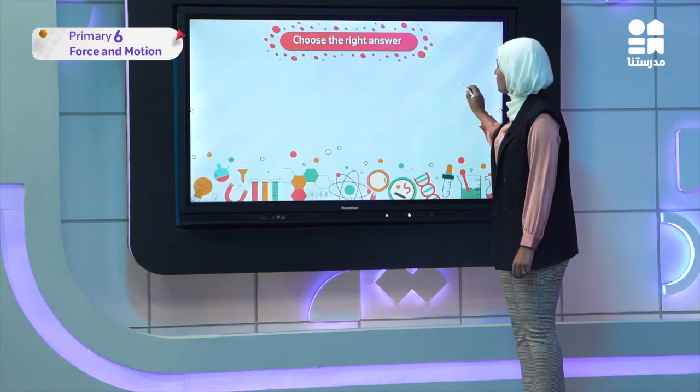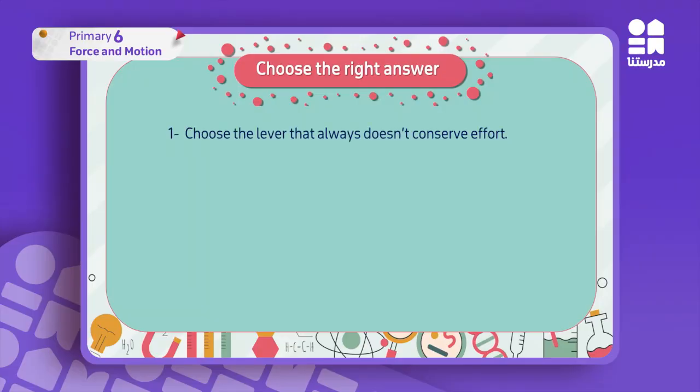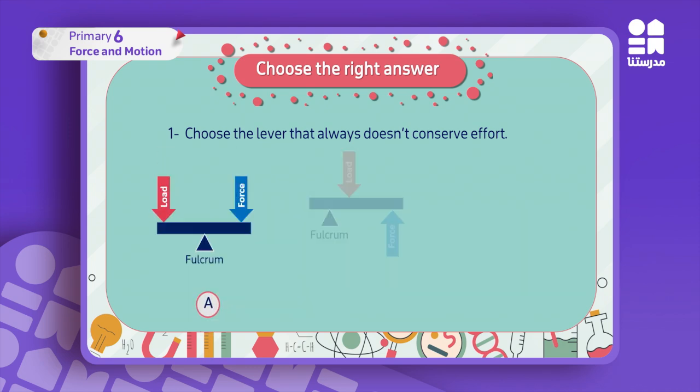Let's read our first question. Choose the right answer. Question number 1 says choose the lever that always doesn't conserve effort. نركز. That always doesn't conserve effort. We have 3 choices.